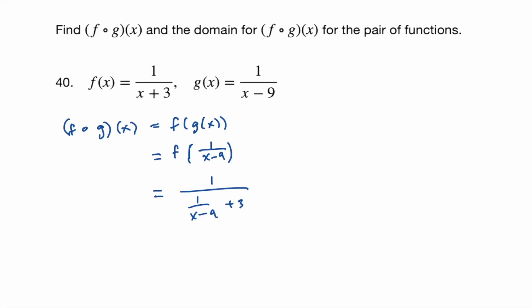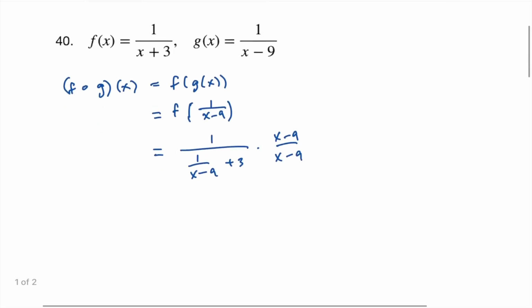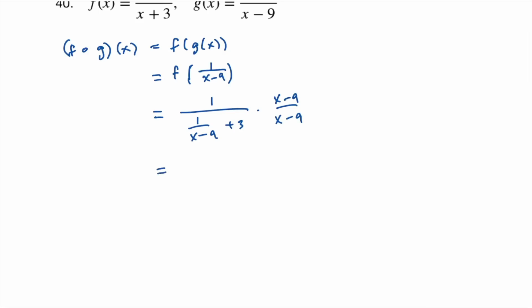Okay. I don't like leaving a denominator inside a denominator. So let's multiply this by x minus 9 over x minus 9, as that is 1. Okay, so we're going to have an x minus 9. We need to distribute the x minus 9 through each term in the denominator. So we will have 1 over x minus 9 times x minus 9. That will give us 1 plus 3 times x minus 9.